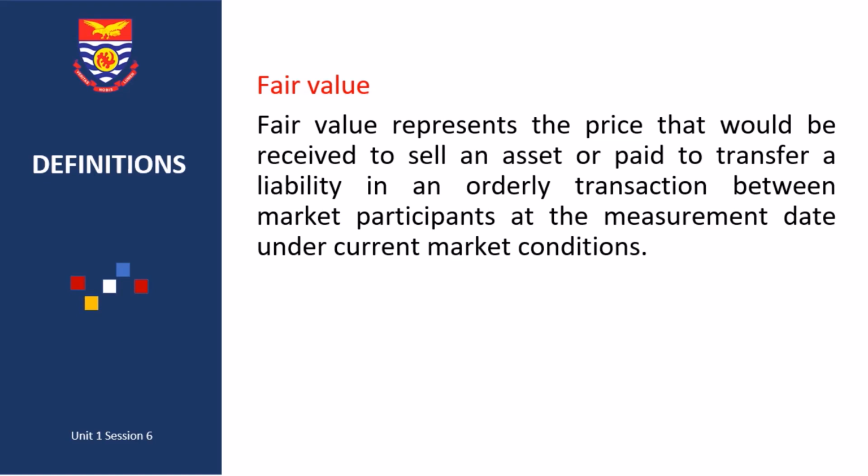So there has to be some kind of orderly transaction between the market participants, the buyer, the seller, and the various participants in the market. And that has to be at the measurement date. So on the day the transaction is being entered into, what is the fair value prevailing in the market? That is the measurement date under current market conditions. So the conditions must be those which are current at the end of the day. So that is what we mean by fair value.